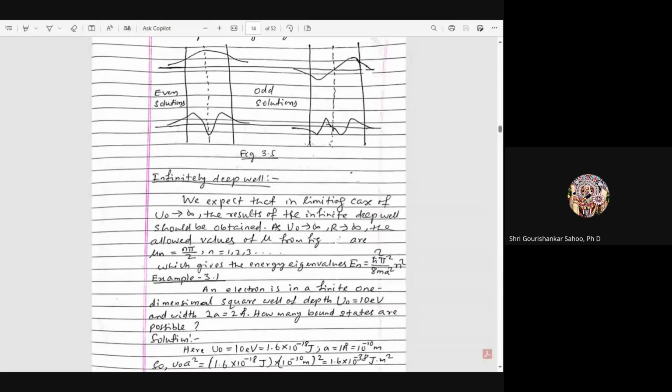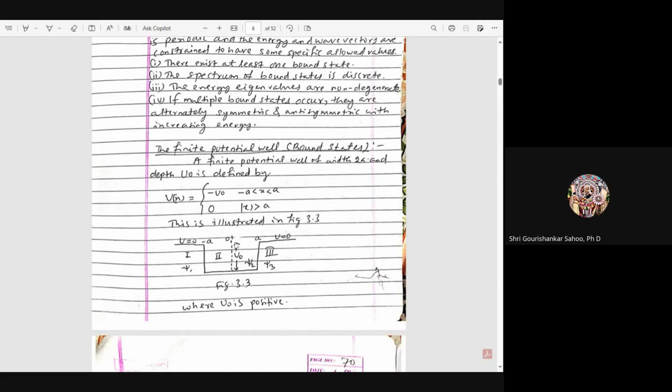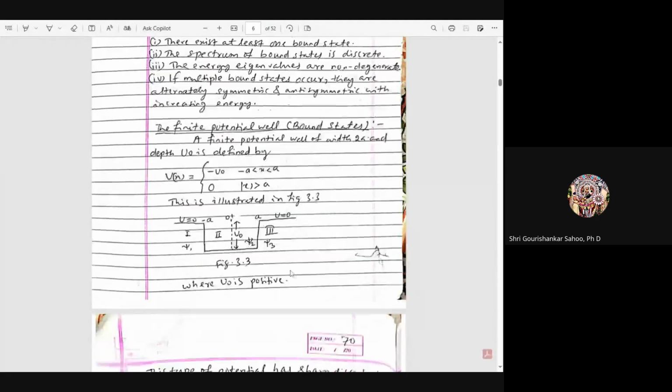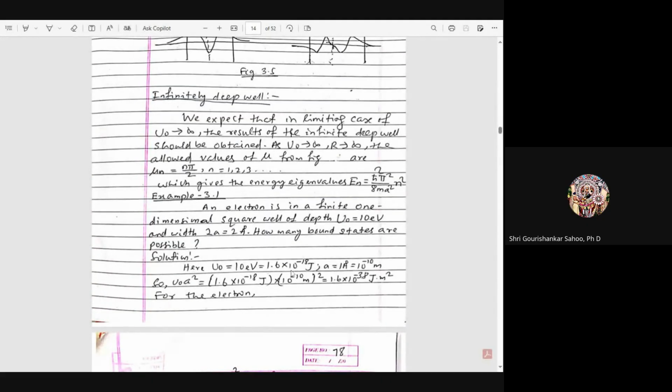If you have the infinitely deep well, you expect that in the limiting case U0 tends to infinity. If it is infinitely deep, then U0 will not be a finite number; U0 will be infinite in region 2, where the wave function is psi 2. And in regions 1 and 3, psi 1 and psi 3, U0 is equal to 0. In region 2, U0 is equal to infinite. So if you put U0 equal to infinite, you will have your solution for the infinitely deep well.